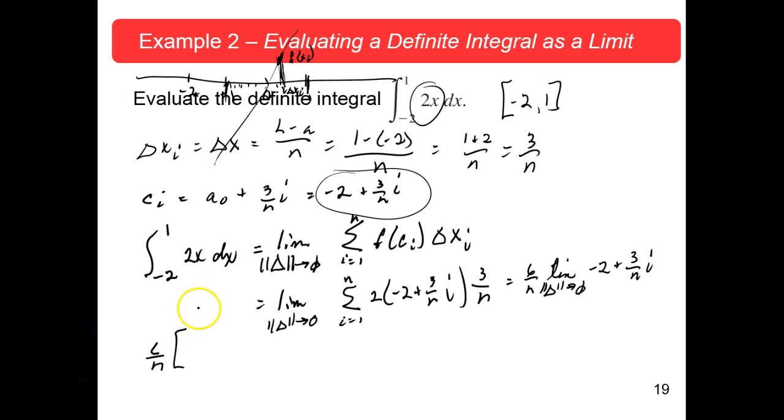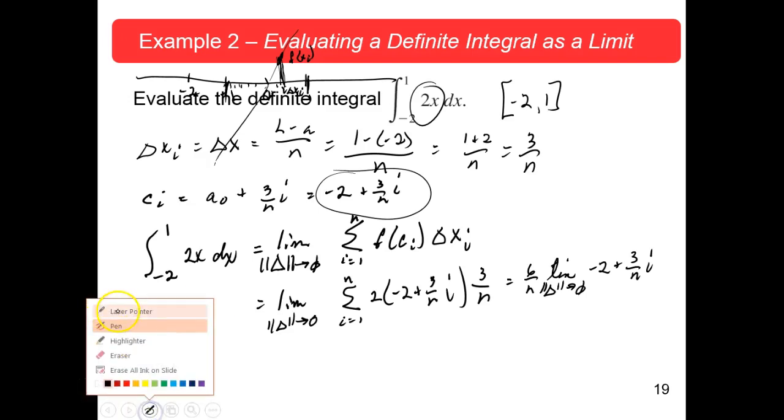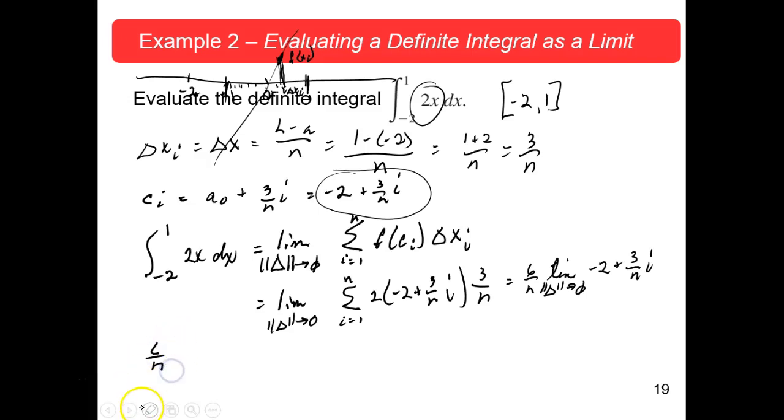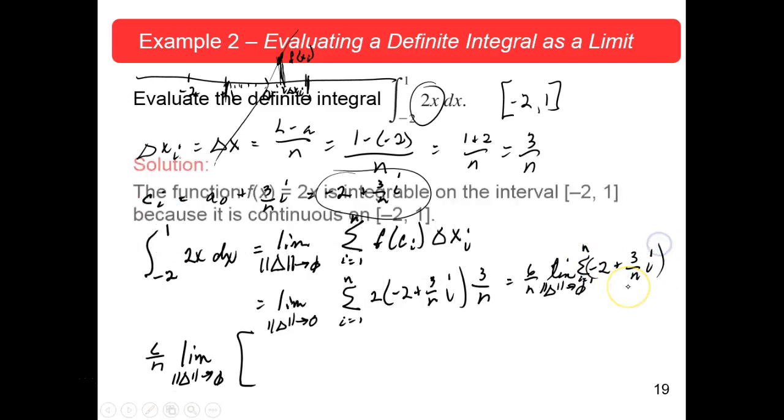Okay. There's just one limit here. In fact, I'll put that outside this. So let me even erase that. Okay. 6 over n times the limit, sorry about that, as the norm is approaching 0 of, now this is what we're taking the limit of. Okay. We're going to break the sum here. See, this is where my problem came. I left off the sum here. I equal 1 to n. Sorry. That's where the error came. Got me all crossed up.